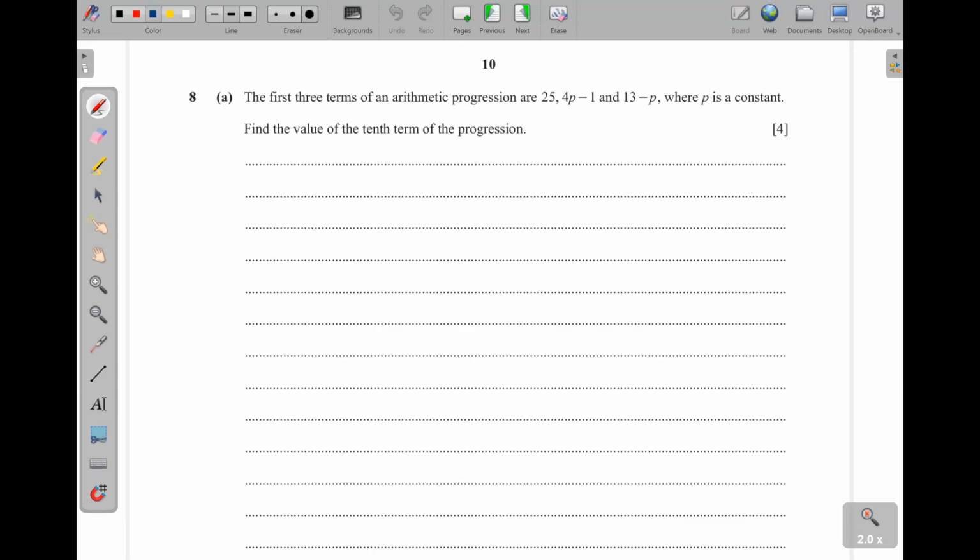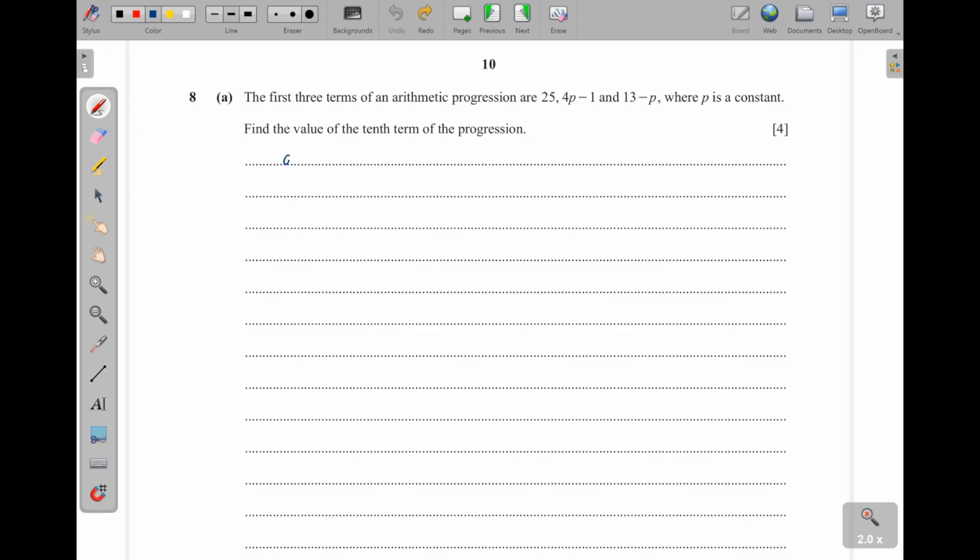Question 8 is coming from arithmetic progressions. Part A: the first three terms of an AP are 25, 4p minus 1, and 13 minus p, where p is a constant. Find the value of the 10th term of the progression. Then that means the first term is given, so we need to get d, which is the common difference.